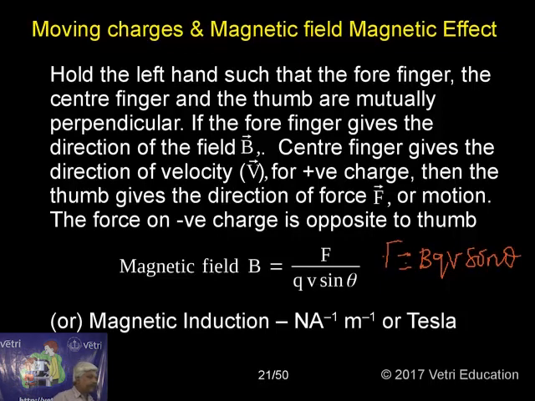From this I want to find the magnetic field, or magnetic induction. B is equal to F divided by QV sin theta. That is called magnetic induction. The unit, Newton per ampere per meter, is usually given as Tesla. Otherwise it is also called ampere turns per meter. So many units are there, but Tesla is sufficient.